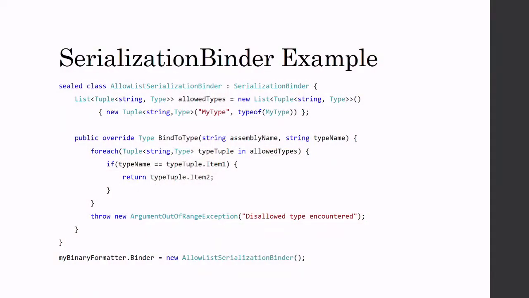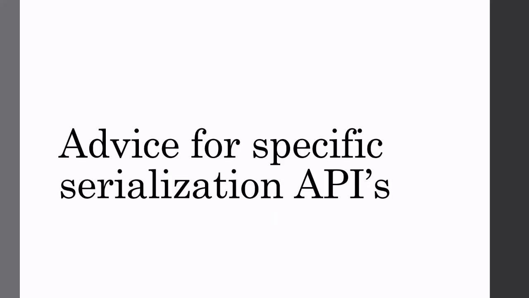So here's an example of a good serialization binder. Here we're subclassing the serialization binder type. We're overriding binder type. We have this list of tuples that map string to type. And whenever we're called with a type, we make sure that it matches one of the type strings. If it does, we return that type. If it doesn't match any of them, we throw an exception. That's the way you want to do it.